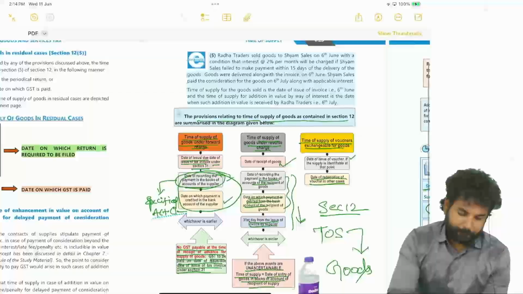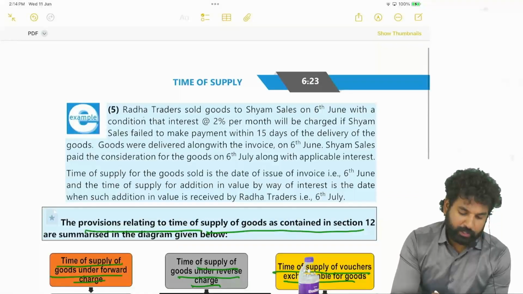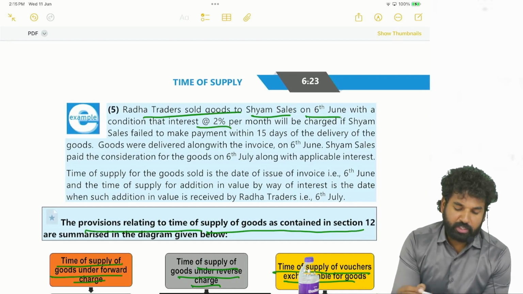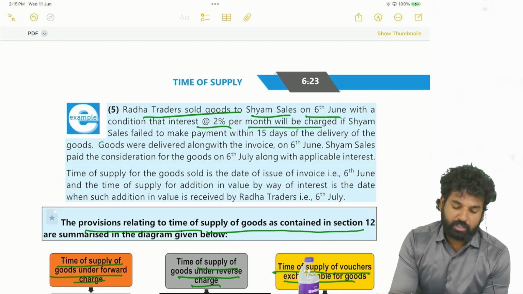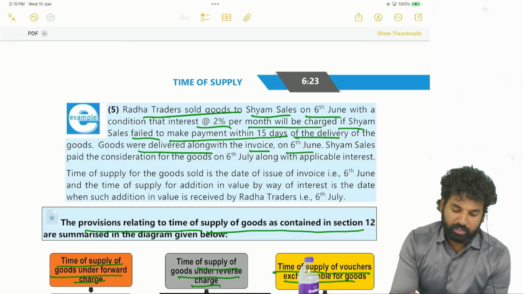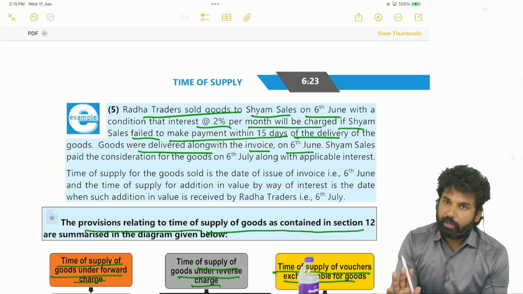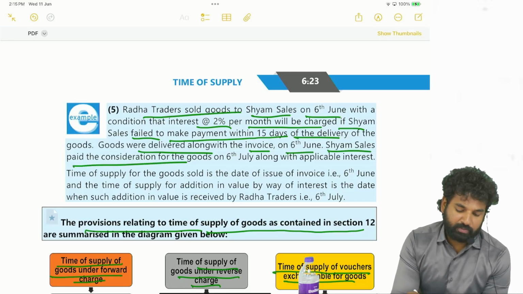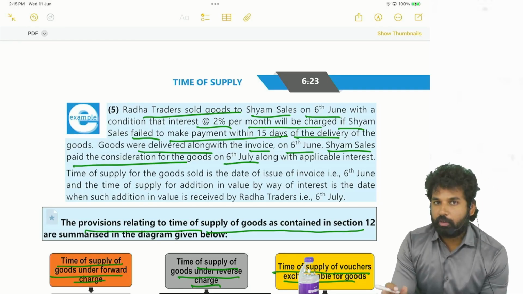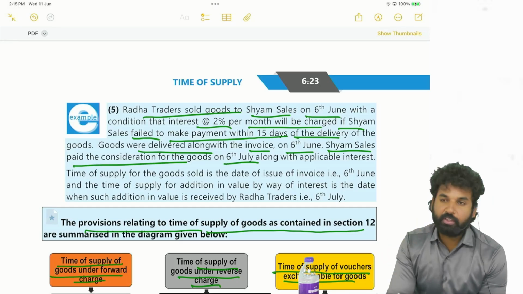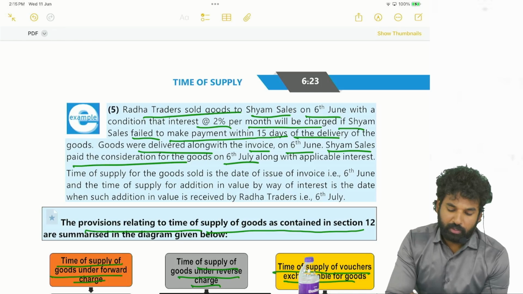Next is you see here, Radha Traders sold goods to Shyam Sales on 6th June with a condition that interest at the rate of 2% per month will be charged if Shyam fails to make the payment within 15 days of the delivery. Goods were delivered along with the invoice on 6th June. Okay, goods supplied on 6th June, invoice given on 6th June. Shyam Sales paid the consideration for the goods on 6th July. That means they have to make the payment in 15 days. If not made in 15 days, then interest will be applicable.